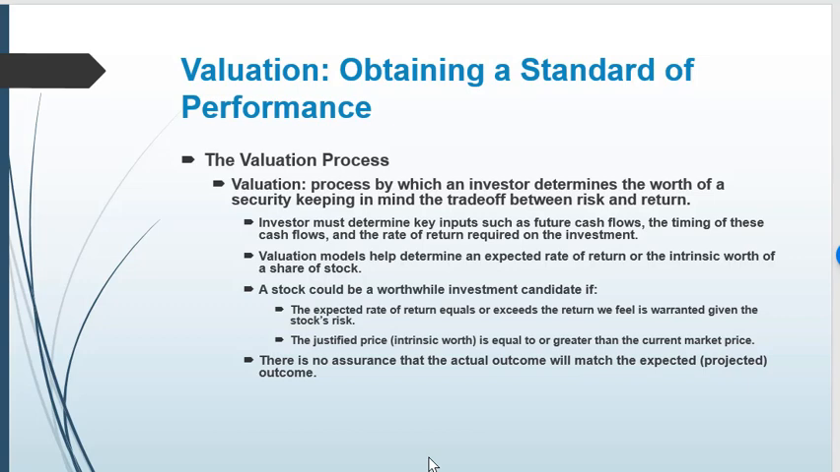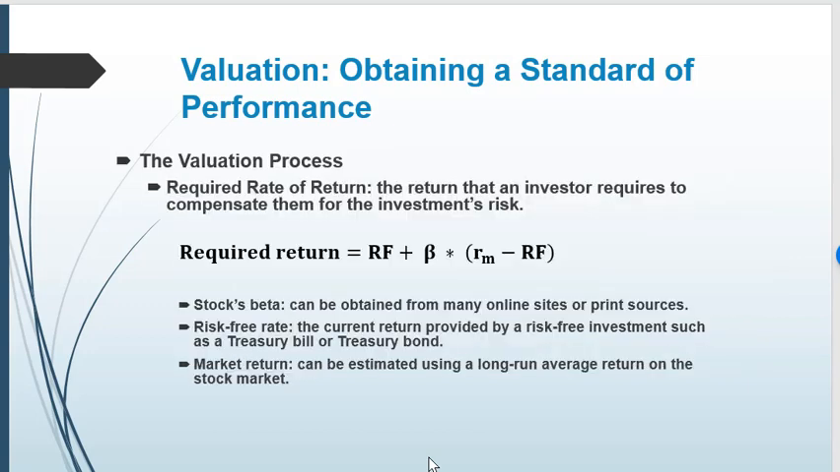And again, a stock will be worthwhile if the expected return equals or exceeds the return we feel is warranted, right? The justified intrinsic value, the justified price. If that is equal to or greater than the current price, we would want to buy this investment. And again, just to harp on it, we know that there's no assurance that the real thing is going to be exactly what we project, right? Projections themselves have errors involved.